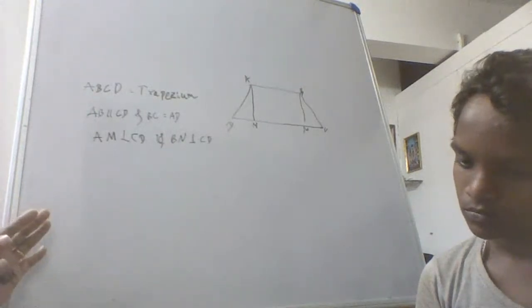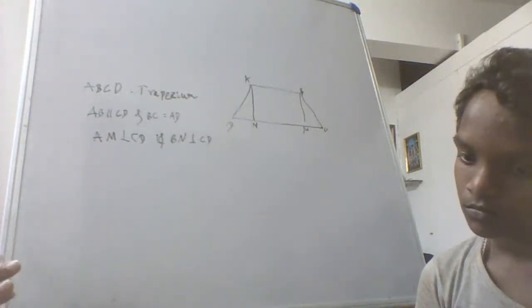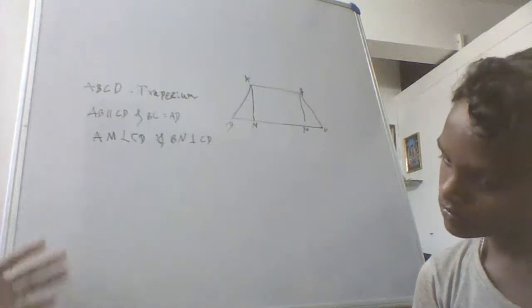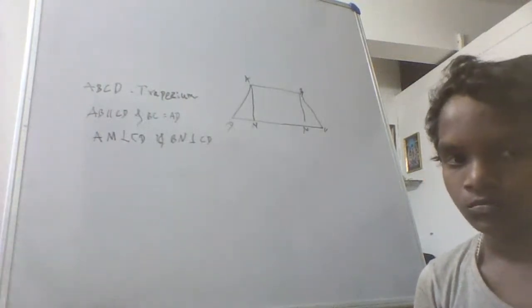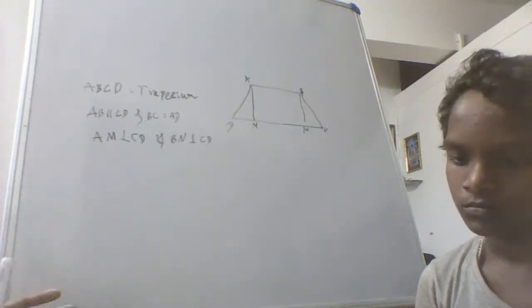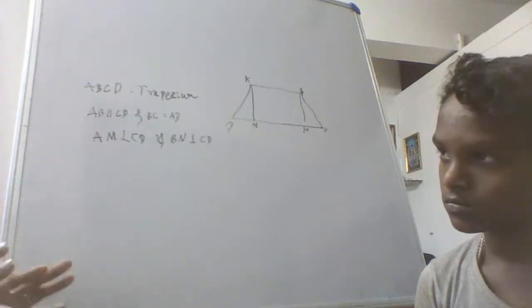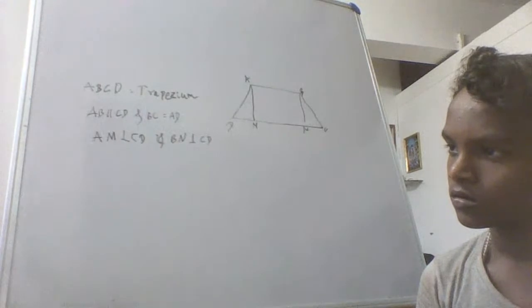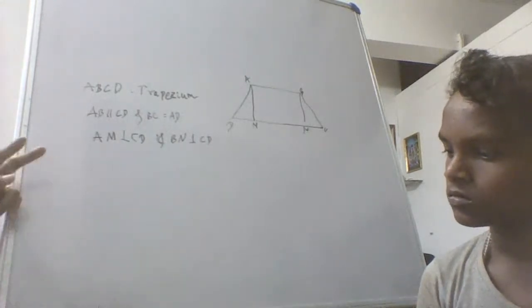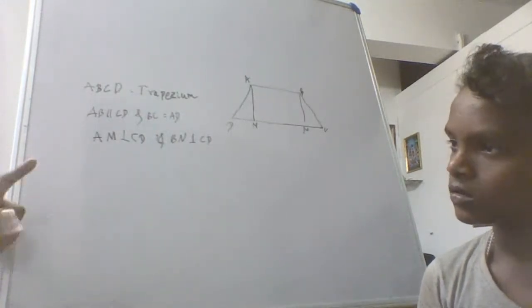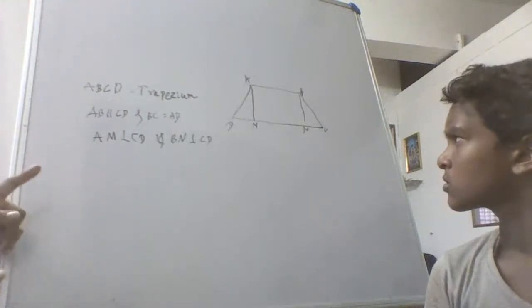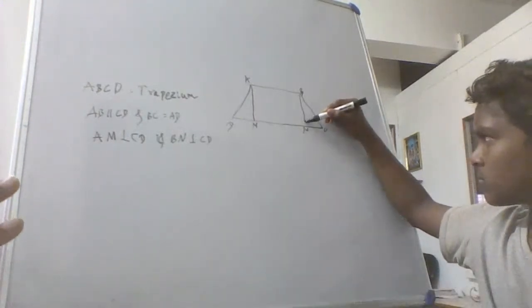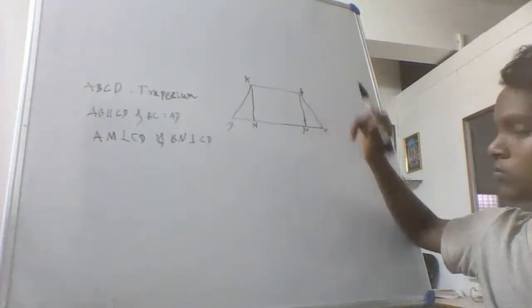First, AB is parallel to CD, right? And then afterwards, we have drawn AD and BC, which are equal, and we have drawn that as ABCD, which is a trapezium. And then afterwards, we have put M. So AM is perpendicular to CD, and next is BN perpendicular to CD, right? So I hope you all understood this.